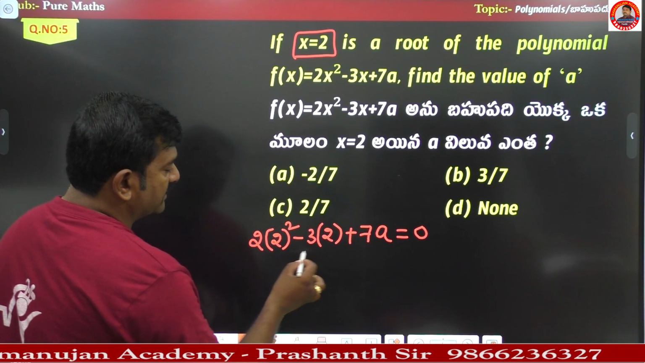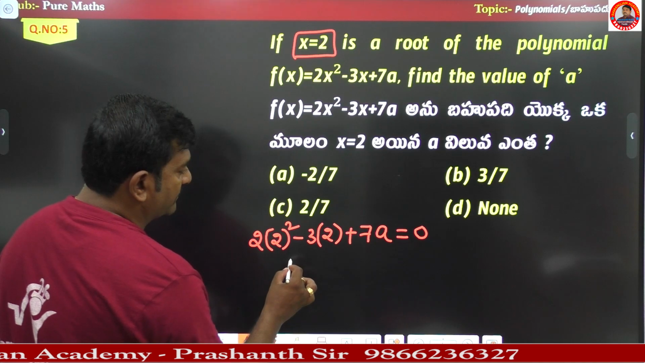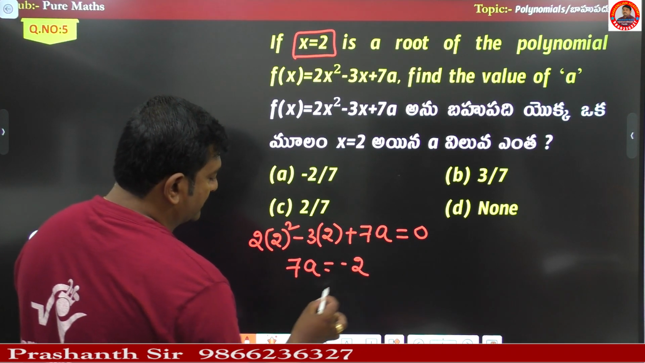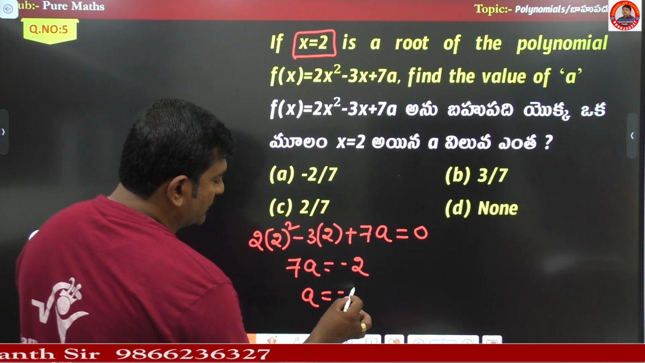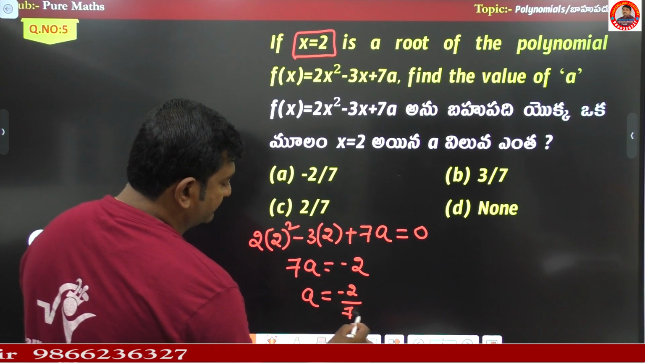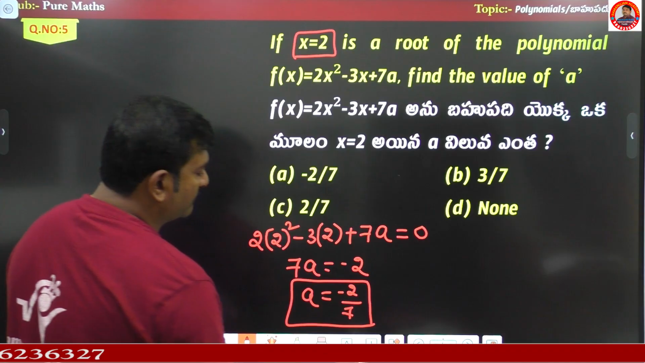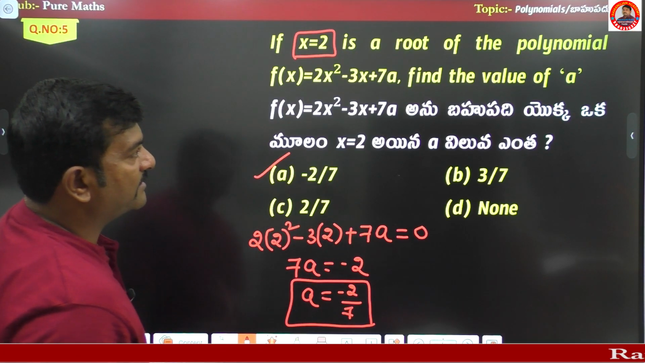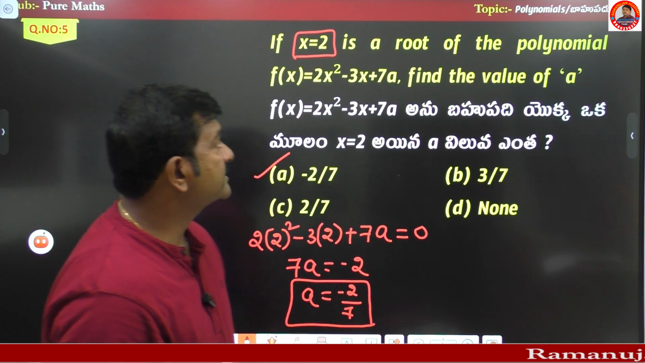So 4 2s are 8. 8 minus 6 means you are getting 2. Therefore 7 times a is equal to minus 2. A is equal to minus 2 by 7. Therefore minus 2 by 7 is the answer for a. That's all. Very simple case.